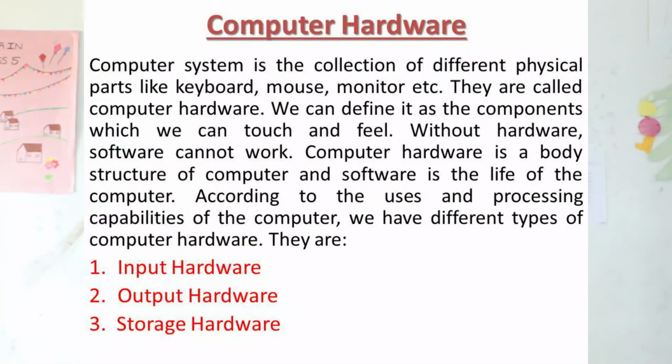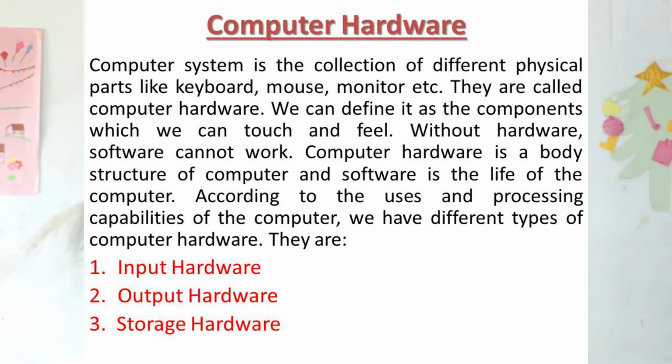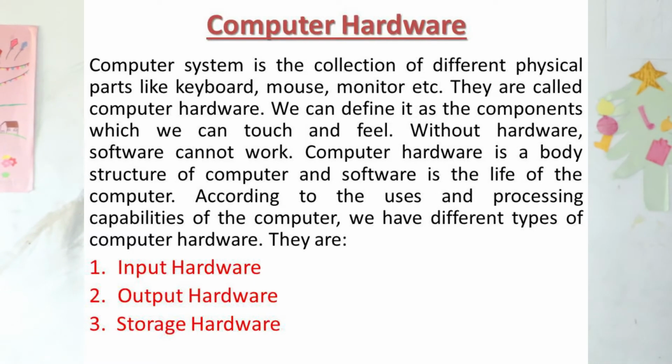The topic of today's class is computer hardware. Computer system is the combination of different physical parts like keyboard, mouse, monitor, etc. They are called computer hardware. We can define it as the components which we can touch and feel. Without hardware, software cannot work. Computer hardware is the body structure of computer and software is the life of the computer.